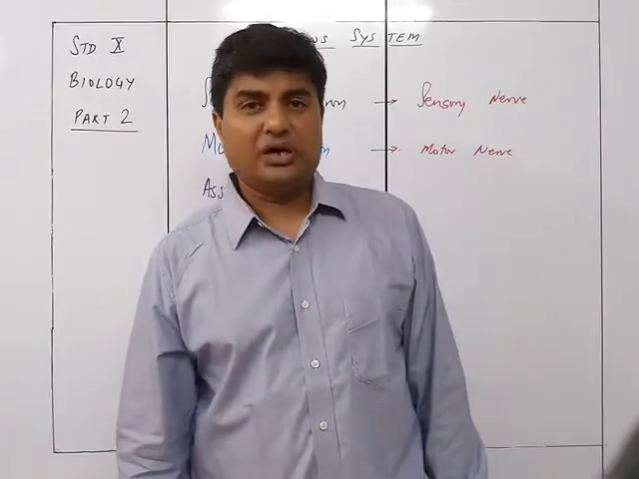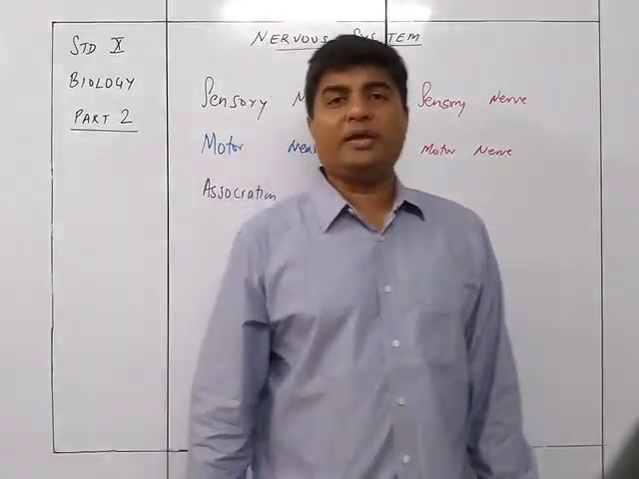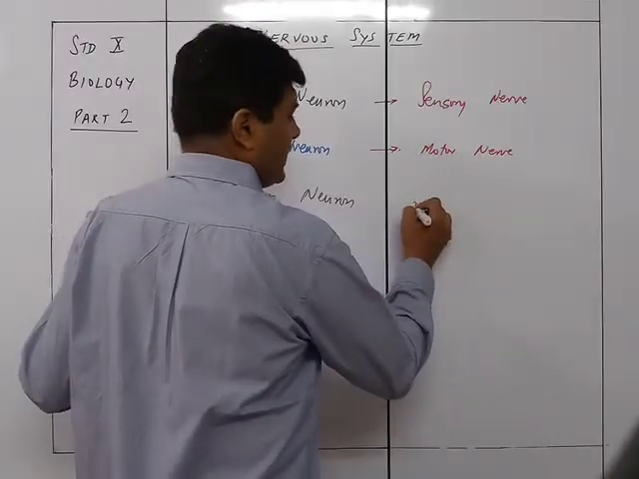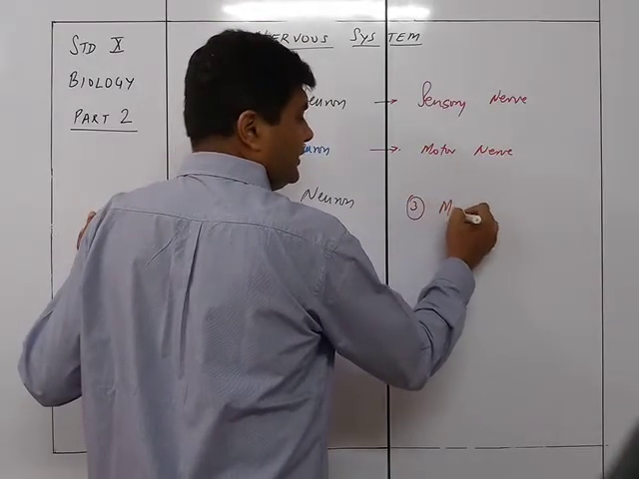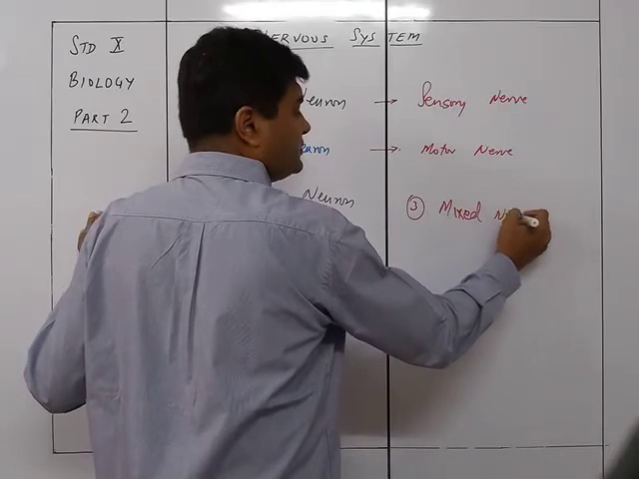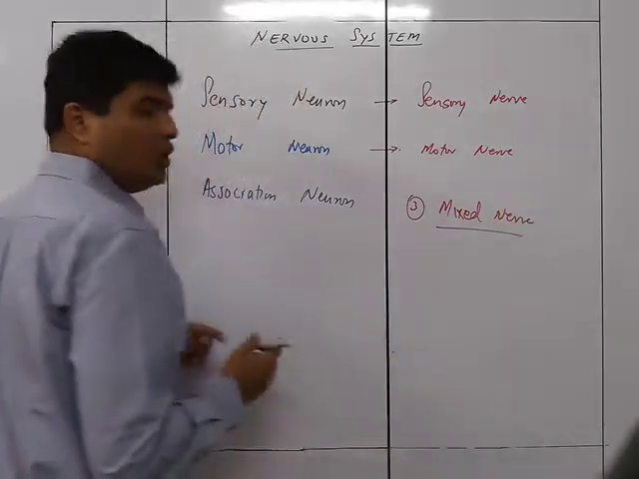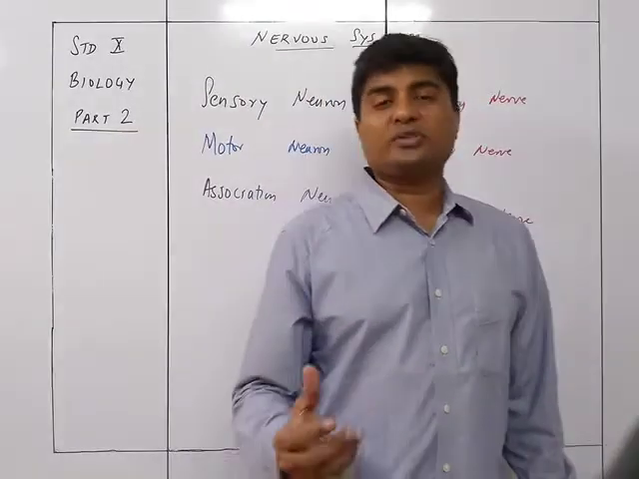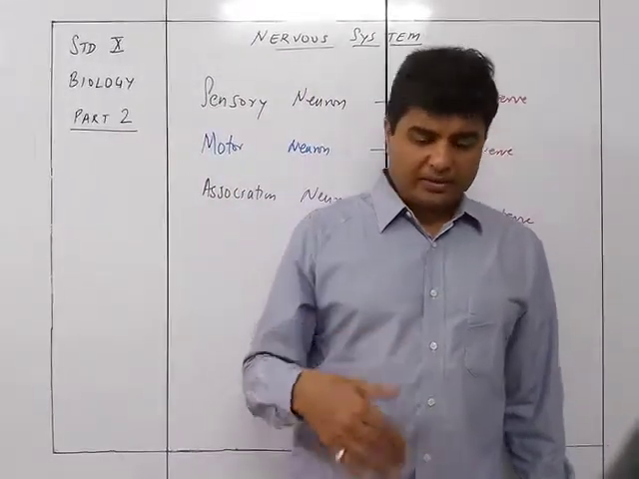Thirdly is mixed nerve. Now there are many parts in our body. The next one over here, the third one, is mixed nerve. Now we have certain parts of our body which are not only going to sense that thing, but also do the process of affecting the thing.